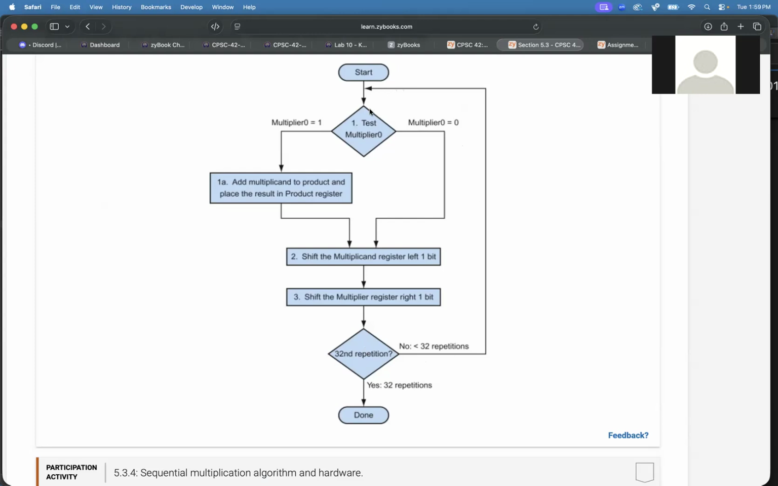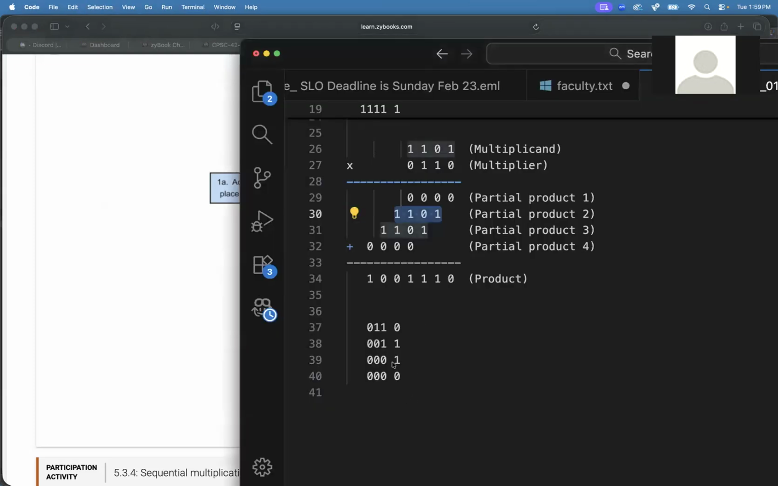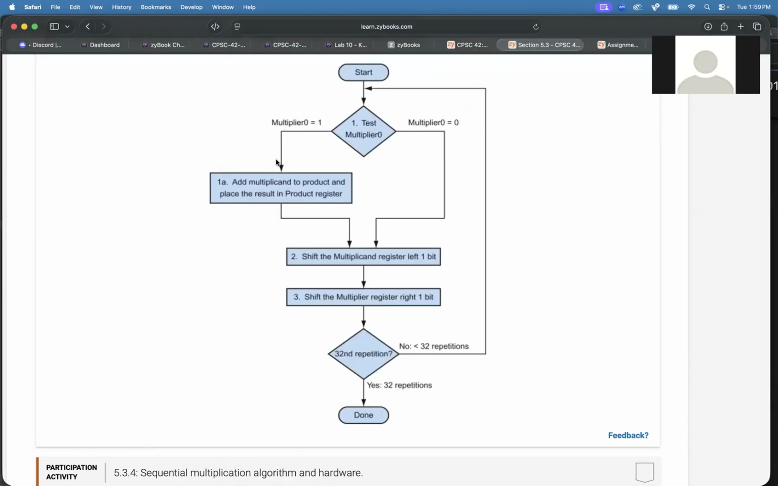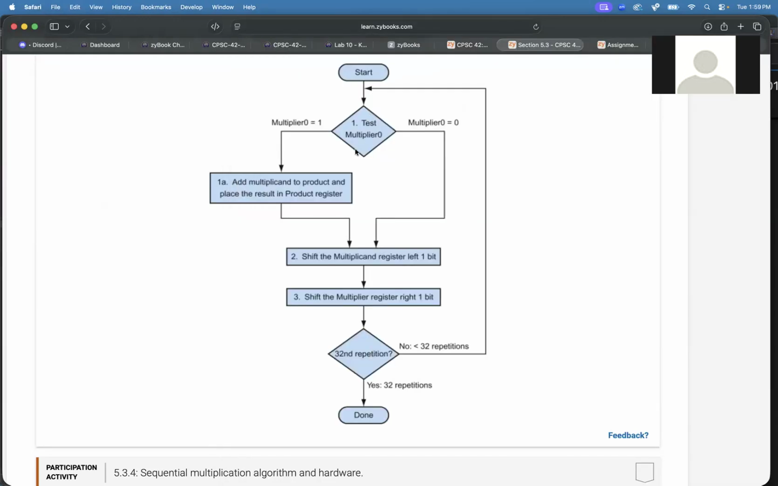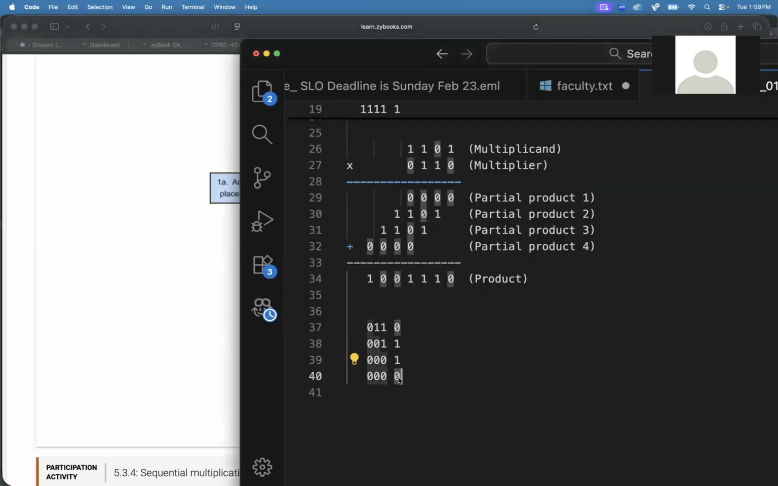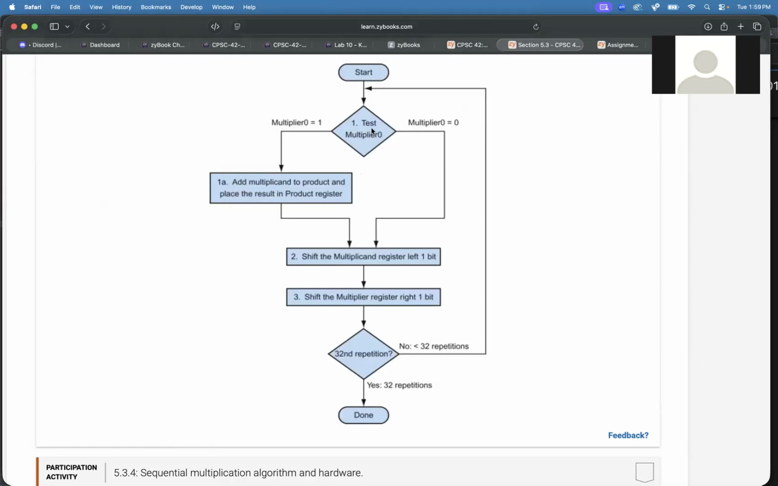No, come back up here, look at the next bit. So we'd be looking at this bit. It's a 1, so we add the multiplicand to the product, shift left, shift right. Done? No, back up to the top. Then we'd be looking at the last bit, 0. Don't do anything, shift, shift.